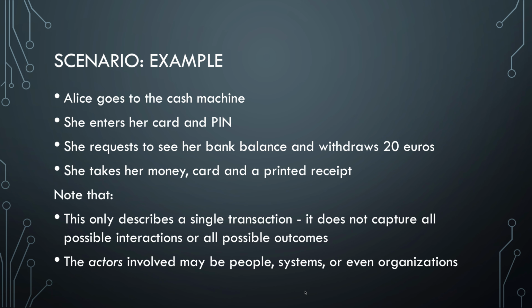Here's an example of a scenario for someone going to a cash machine and withdrawing money. This scenario describes a single transaction, not everything that could go wrong and how the system should respond in those cases. There are also actors involved in a scenario. Here, the actors are Alice and the bank, and possibly the cash machine hardware as a system.